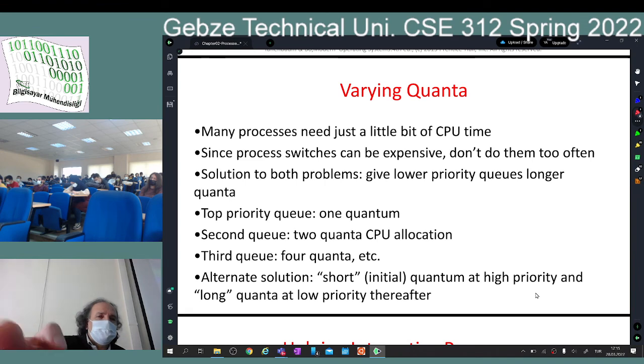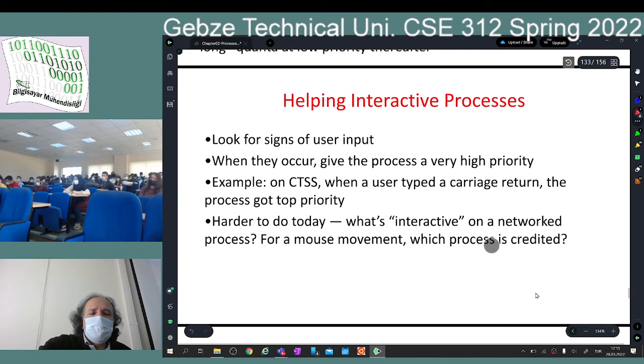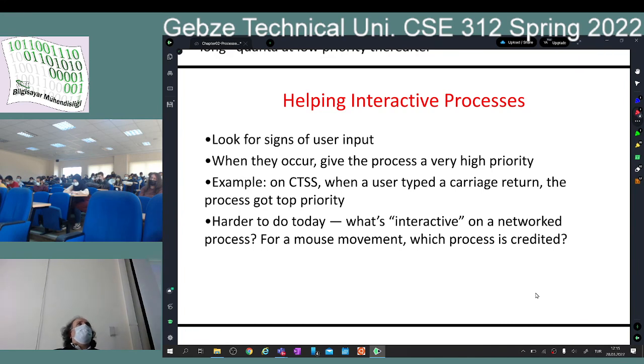So that's the idea of varying quantum time. They have implemented this in, okay, how do I know which process is interactive and which process is not interactive?